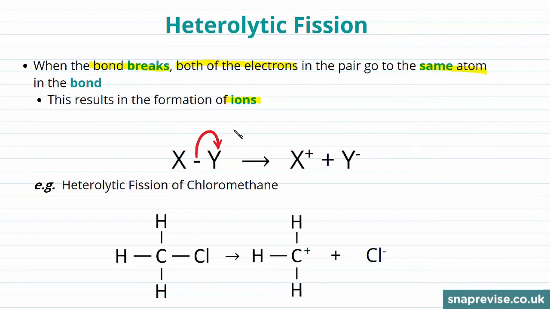So here you can see we have a double-headed arrow representing the movement of both of the electrons towards one atom. And you can see that our arrow originates at our bond. So we form a positive ion, our cation, and a negative ion, our anion, and it's our anion that has received the pair of electrons in the bond.